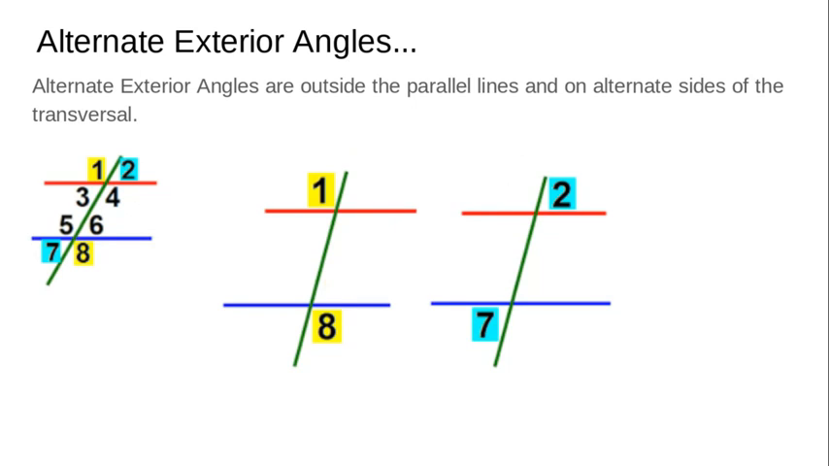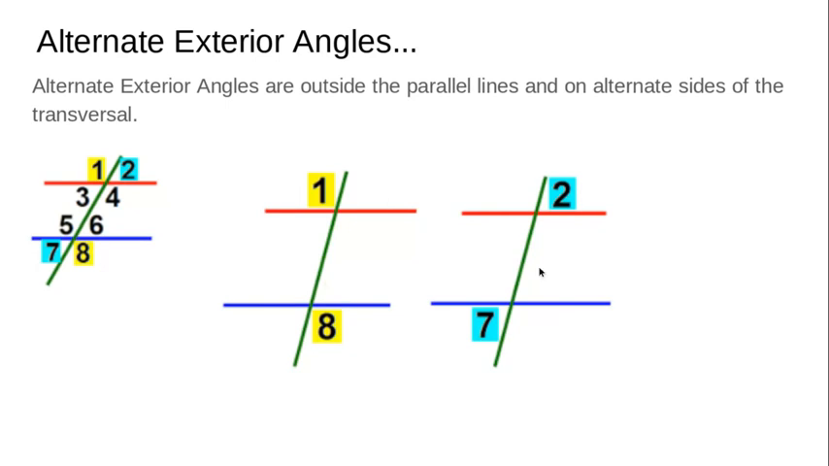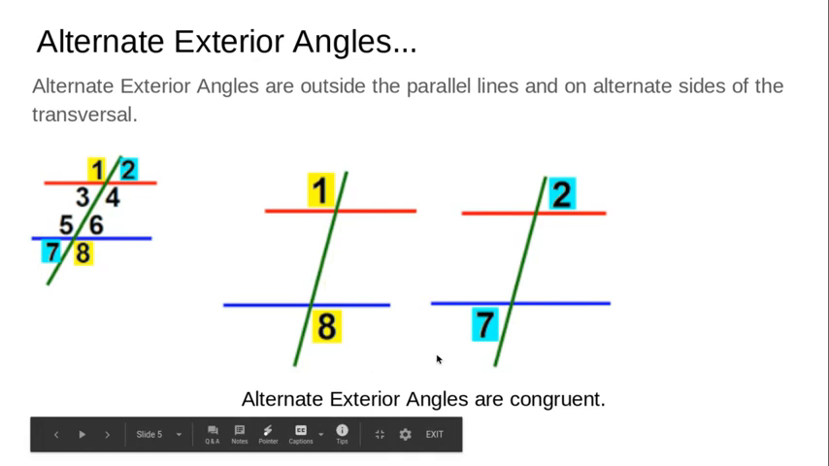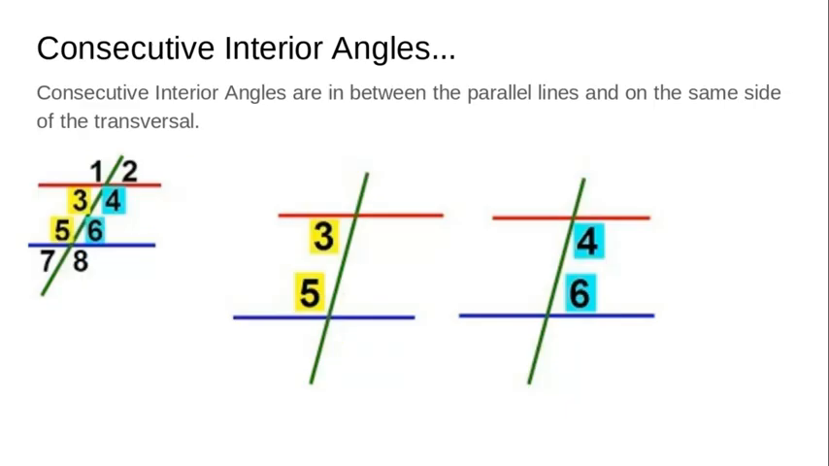Alternate exterior angles, so think about the name. Exterior means they're on the outside, so they're not between the parallel lines. And alternate sides of the transversal, so 1 and 8 is a pair of alternate exterior angles. And then 2 and 7 is a pair of alternate exterior angles. They're on the outside of the lines. One's on the left, the other's on the right. Alternate exterior angles are congruent. And I'm not talking about all 4 of them being congruent. 1 and 8 are congruent to each other. And then separately, 2 and 7 are congruent with one another.